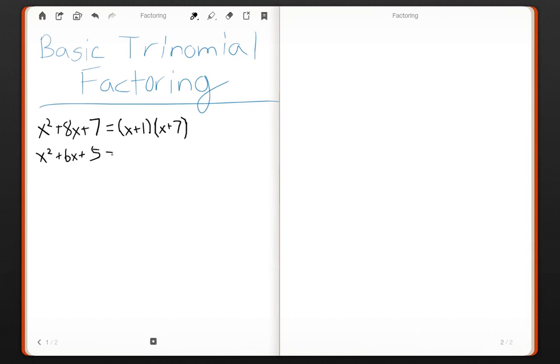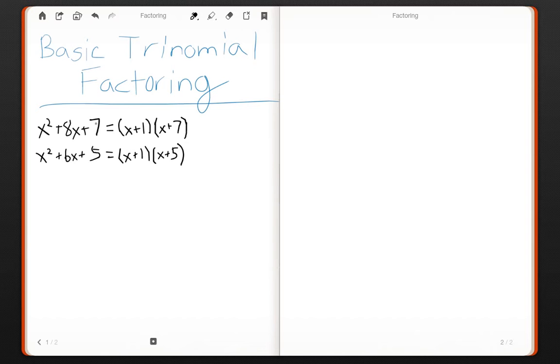Another simple example here. What are two numbers that multiply to 5? That would be 1 and 5. X plus 1 times x plus 5. And if we were to expand this back, this would be x squared plus 6x plus 5. So this works.